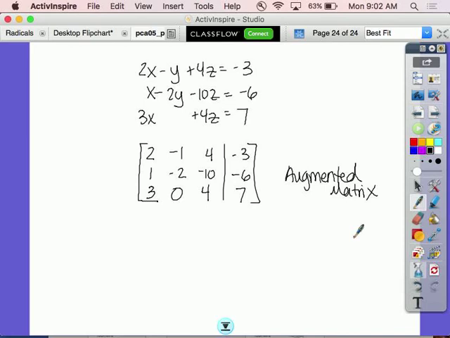Now I'm going to use my row operations to get it in this form. Remember, I want to have 1s on the main diagonal, 0s underneath the 1s, and I don't really care what goes here.